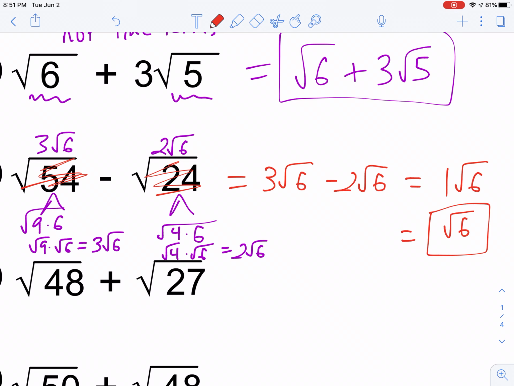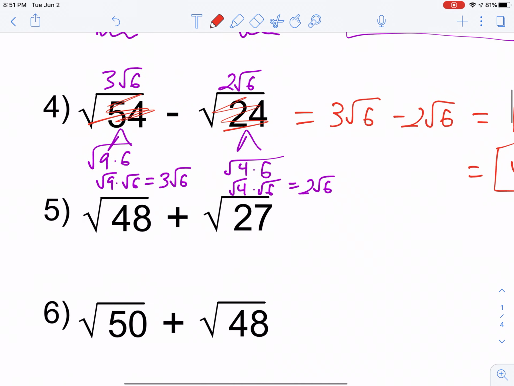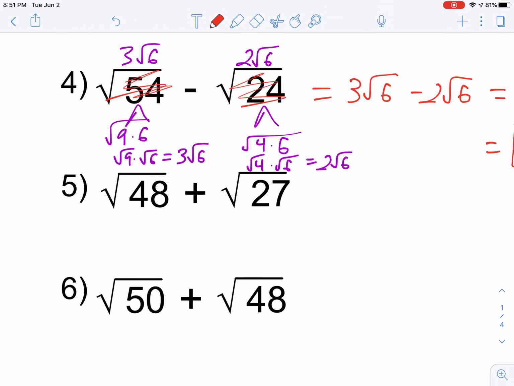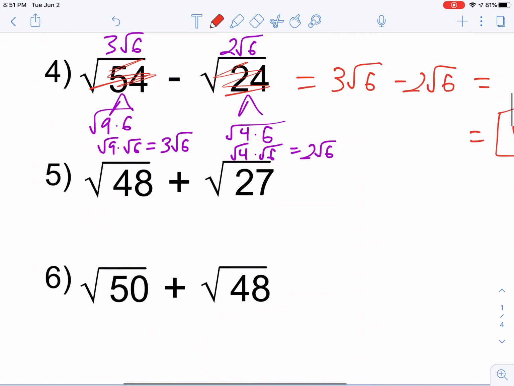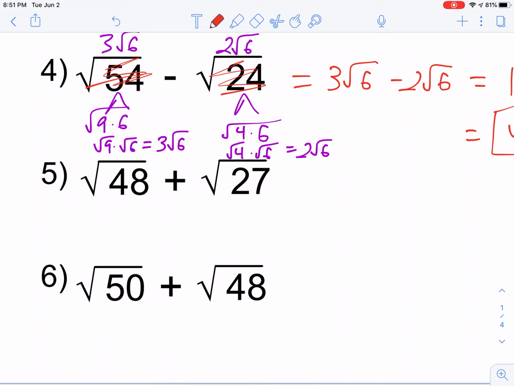They're both the same. So you have to try to simplify these before you could determine if they're addable or subtractable. So square root of 48 is 16.